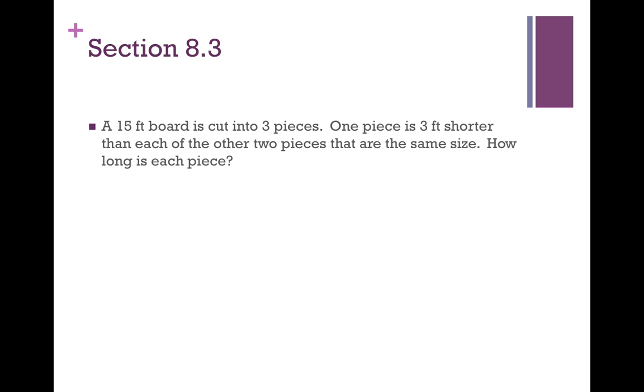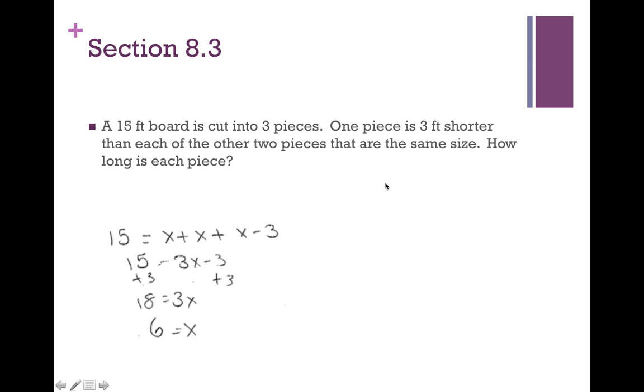We've got a board that's cut into 3 pieces and is originally 15 feet long. One piece is 3 feet shorter than the other 2 pieces. They're the same size. We want to know how long the short piece and the long pieces are. Anytime you have 2 of the same thing, that's going to be your X. So I'm going to let X be these longer pieces that are the same size. And then I have a piece that's shorter, so I'm going to subtract.